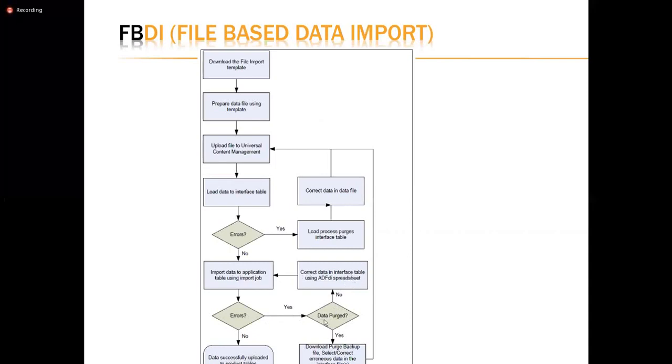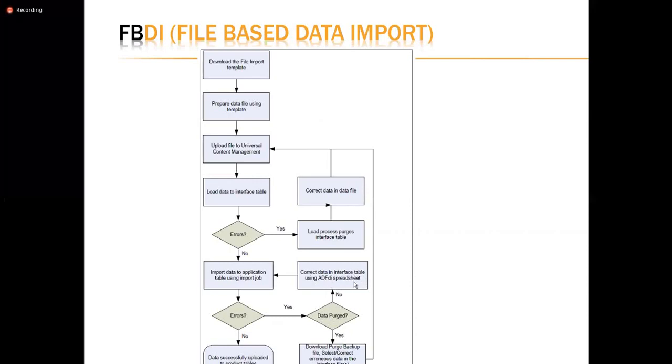When can this happen? When data is not purged. Typically, if we have scheduled any job which will purge the data on a daily basis, then the data won't be available in the interface table either. So if data is not purged, you can correct the data in the interface table using the ADFDI spreadsheet.